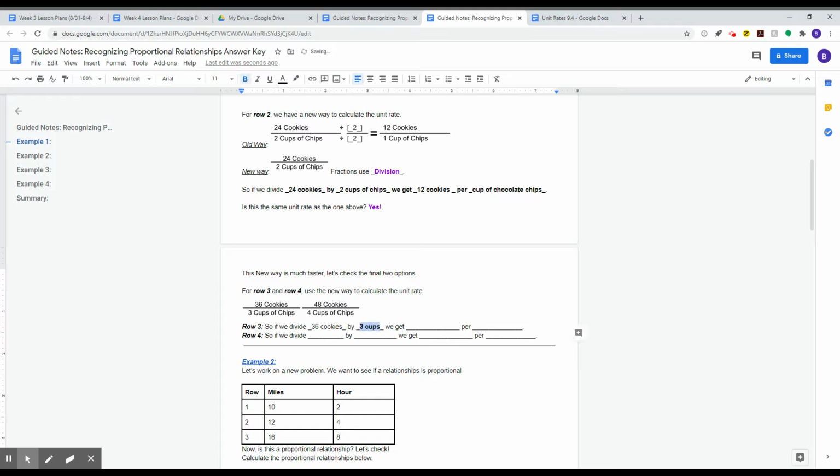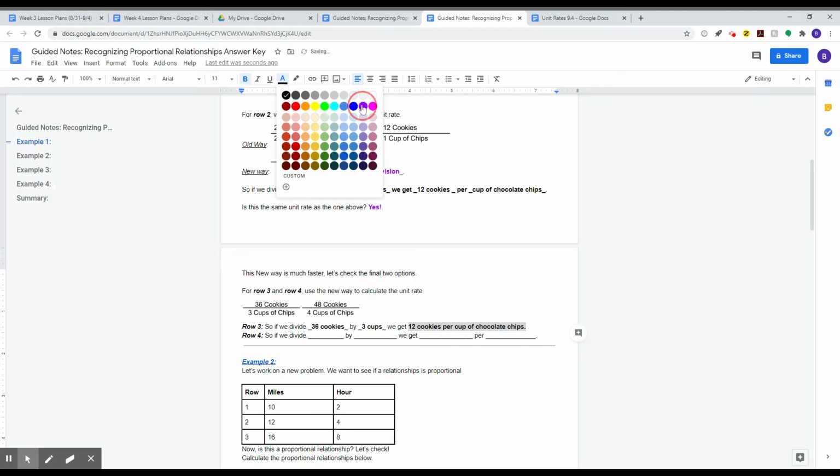It's not like we're completely lost when I put that. If you change this to some random word, that doesn't work. We need to make sure it's pretty much the same. And I'm giving you permission to do that this time. So if we divide 36 cookies by 3 cups, what's 36 divided by 3? Take a second to figure that out real quick on your calculators. We get 12 cookies per cup of chocolate chips. Or 12 cookies per cup, or 12 cookies per cup of chips, whatever you want. As long as it's consistent, that's what I care about.